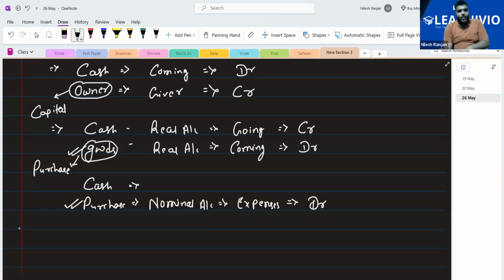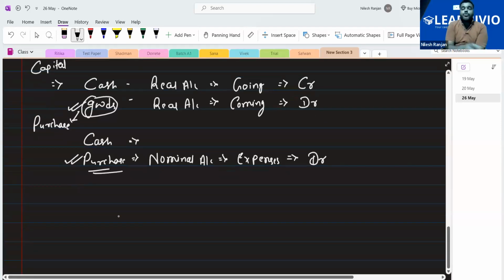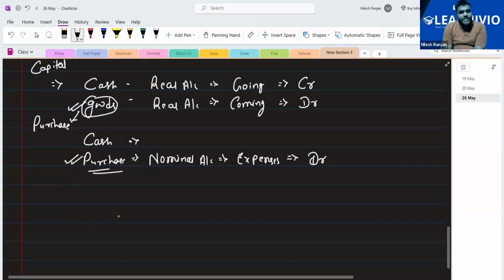Okay. Now, one more confusion is here. When you write purchase as a nominal account, then in some portions you will find "purchase furniture for cash." In that case also, purchase is used as a nominal account, but that is incorrect. If we are taking purchase as a nominal account, it is an expense, so it will be debited. Let's say in the portion it is written "purchase furniture for cash."